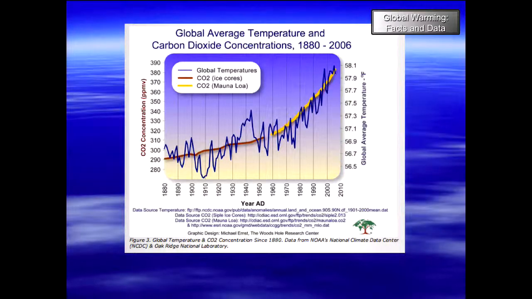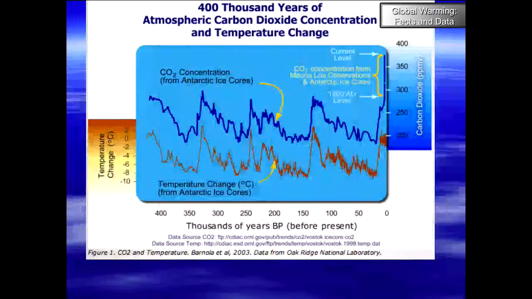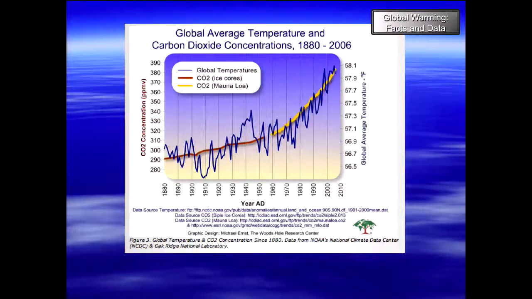Here's Charles Keeling's Mauna Loa. There are many other measures. So the CO2 just inexorably goes up. And the temperature, global temperatures, are shown in the blue. Chugga, chugga, chugga. Sometimes high, sometimes low. But they surely track each other. Very much like the previous graph that went back 400,000 years. So the temperature and the carbon dioxide are clearly correlated with each other. When one goes up, the other one goes up.